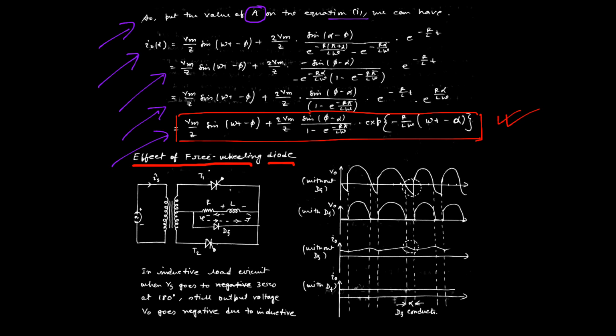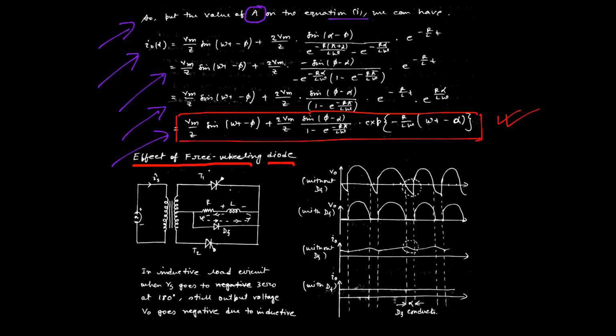When we use the RL load with a freewheeling diode, there is no such negative peak, as the discharging current or discharging energy of the inductor is freewheeled through the freewheeling diode FD. That is why there is no negative peak, and it is 0. That means the average output voltage will be improved. Okay, so this is the major advantage of the presence of this freewheeling diode.